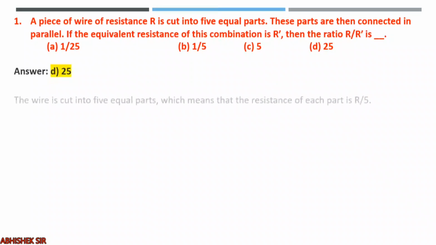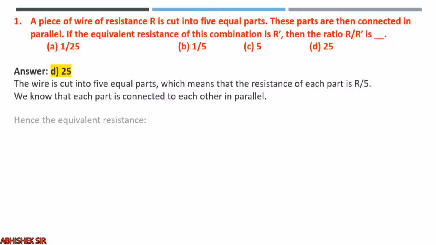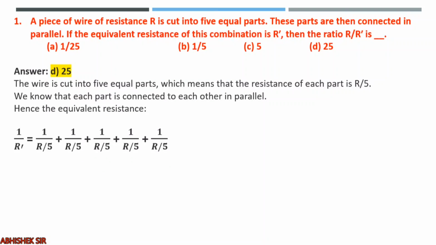First of all, the wire is cut into 5 equal parts, which means the resistance of each part becomes R upon 5. We know that each part is connected to each other in parallel. So how shall we write the equivalent resistance? It is 1 by R dash equals 1 upon R by 5, 1 upon R by 5, 1 upon R by 5, 5 times.